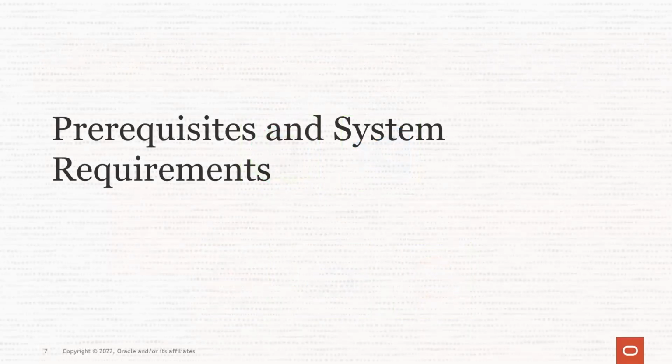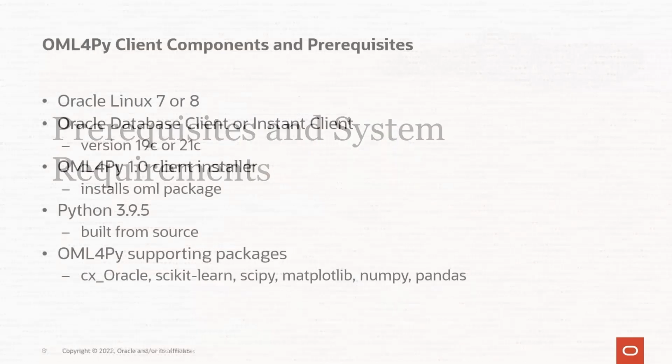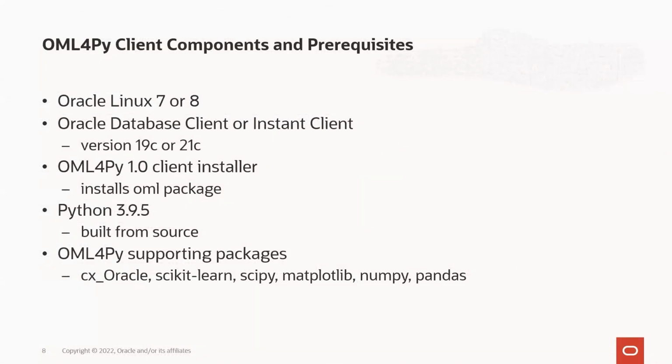Now let's look at prerequisites and system requirements. The OML4Py Universal Client is supported on Linux 7 and 8. It requires the Oracle Database Client or Instant Client, either versions 19c or 21c. You need the OML4Py Client installer, which installs the OML module, and this is the library that enables OML4Py functionality. A Python 3.9.5 installation built from source is needed, along with the supporting packages: cx_Oracle, scikit-learn, SciPy, Matplotlib, NumPy, and Pandas.